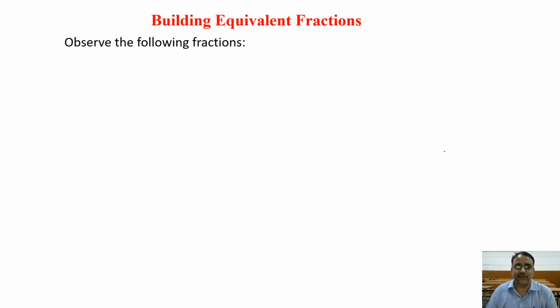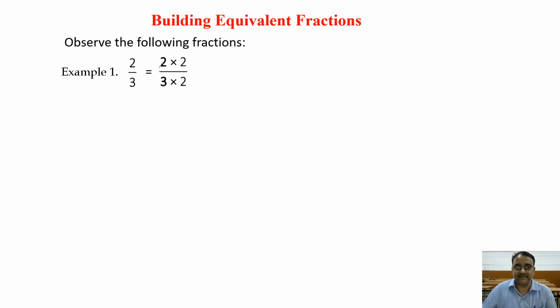So observe the following fractions. Let us take one example, 2 by 3. So I told you that first you multiply with 2, then 3, then 4, then 5, any number you can take. So I am going to multiply with 2. Both, but you have to keep in your mind that you have to multiply both the numerator and denominator. ऐसा नहीं कि numerator में multiply किया और denominator छोड़ दिए. So now we are multiplying numerator and denominator by 2.